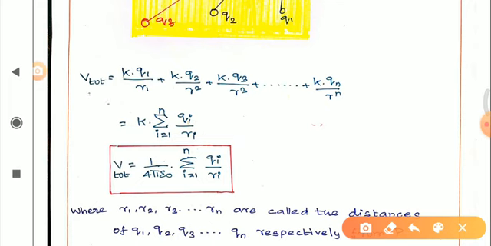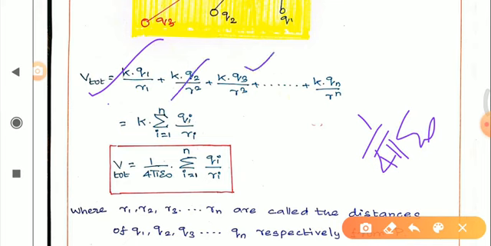By superposition, we add all the electric potentials due to the individual charges. It is given by k into q1 divided by r1. Instead of writing 1 by 4 pi epsilon naught in each step, I am using k, which is a constant common for all the terms. So it is k q1 by r1, k q2 by r2, k q3 by r3, k q4 by r4, and it goes on. For the nth charge, we write k qn divided by rn.